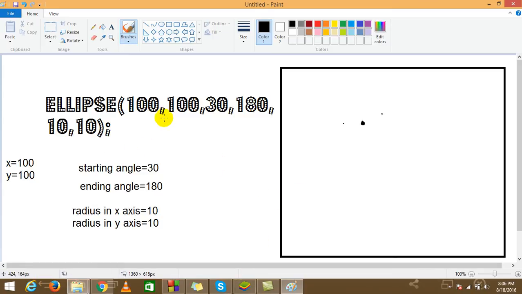And even in an ellipse we can draw a partial graph like an arc, but in arc also it is the same thing, it is not giving us the option to mention the radius in both x and y axis. We are only allowed to give one radius, so it will be the same in all axes. So here we have a radius of 10 in the x axis and 10 in the y axis. So our diagram will be somewhat like this. Sorry for my graph, my drawing is not so good. So this is how our graph is drawn.